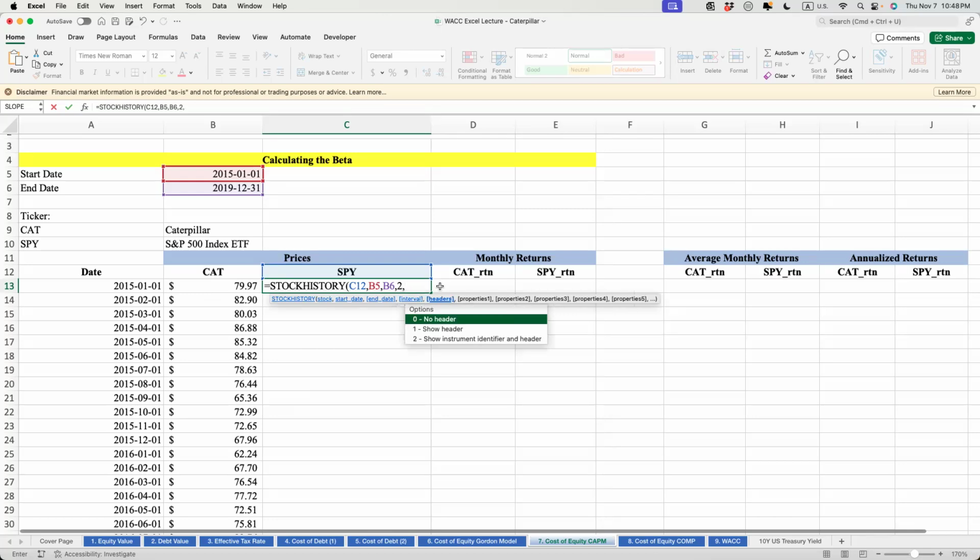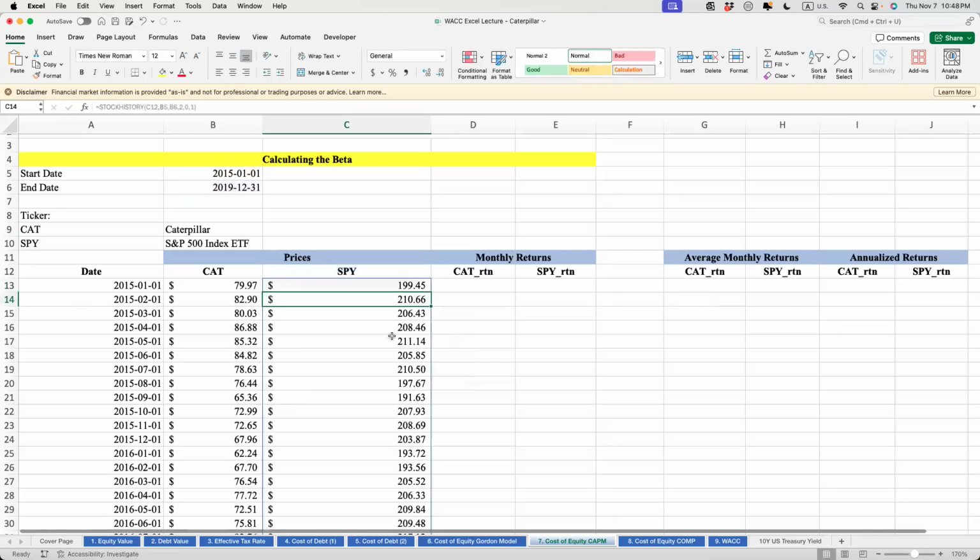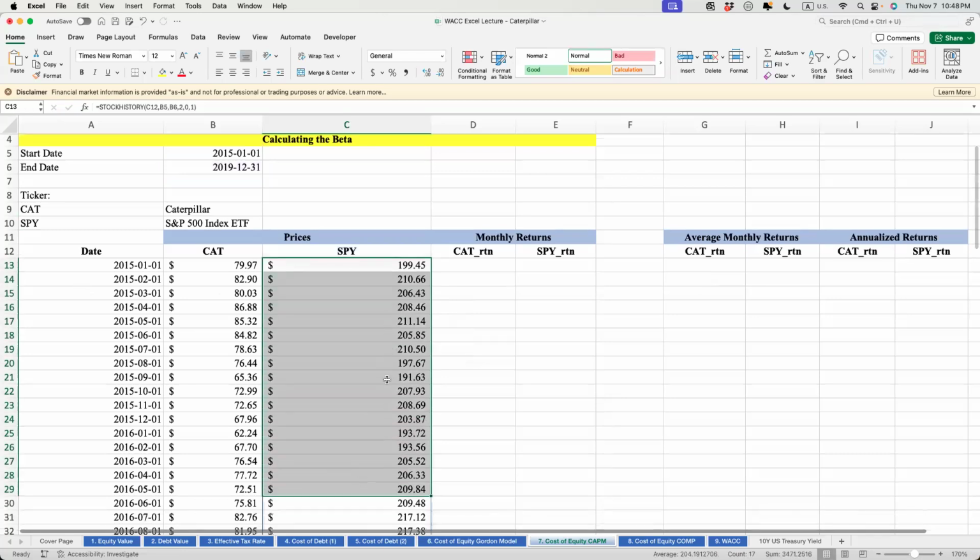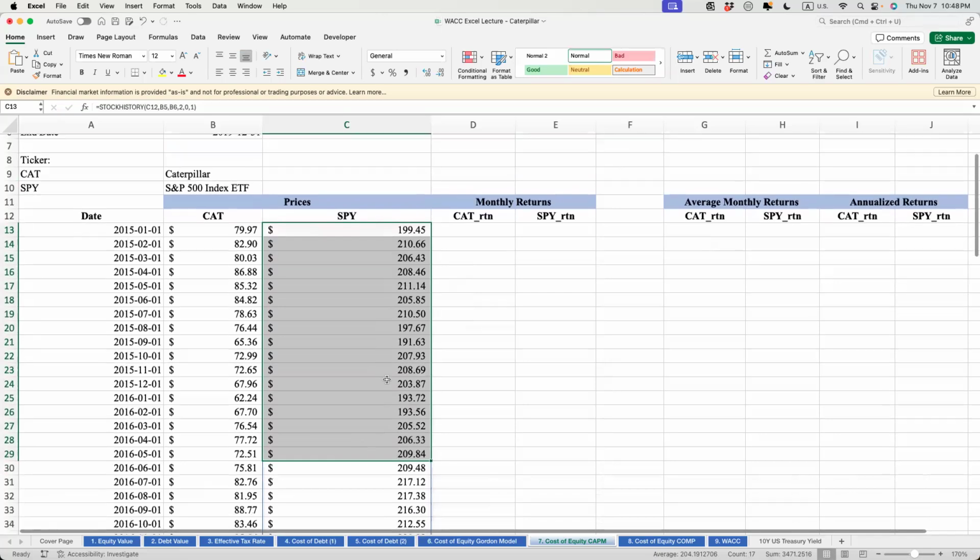And comma, we don't need a header. For this one, we do need to specify the closing price. If you don't specify this one, you're going to end up with one column that gives you the dates, and the next column gives you the price. That's not what we want. We only need the closing price because we already have the dates in the first column, meaning that we're going to type 1 for this property, and then close the parentheses. Then we're given the closing price for SPY, or the S&P 500 ETF, okay?